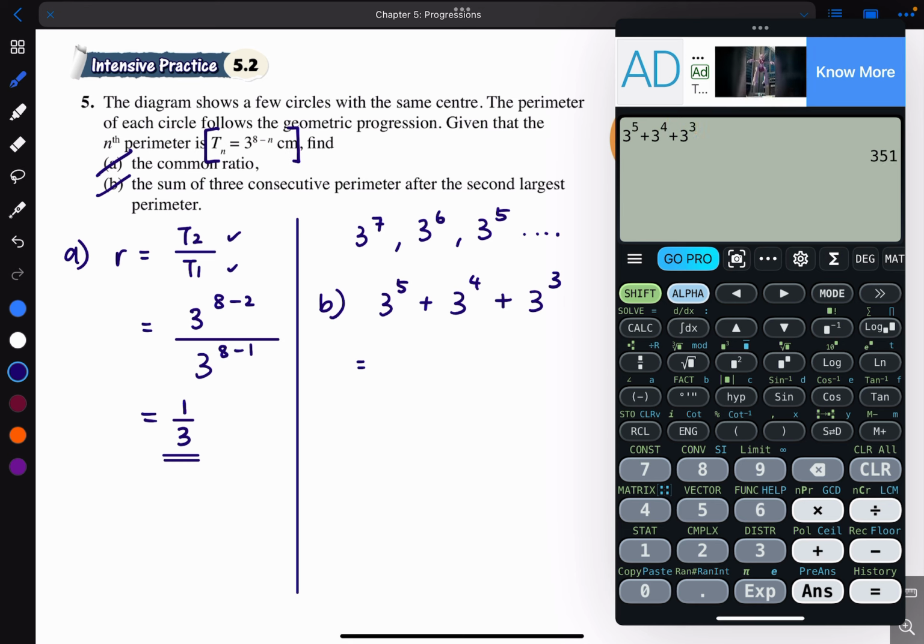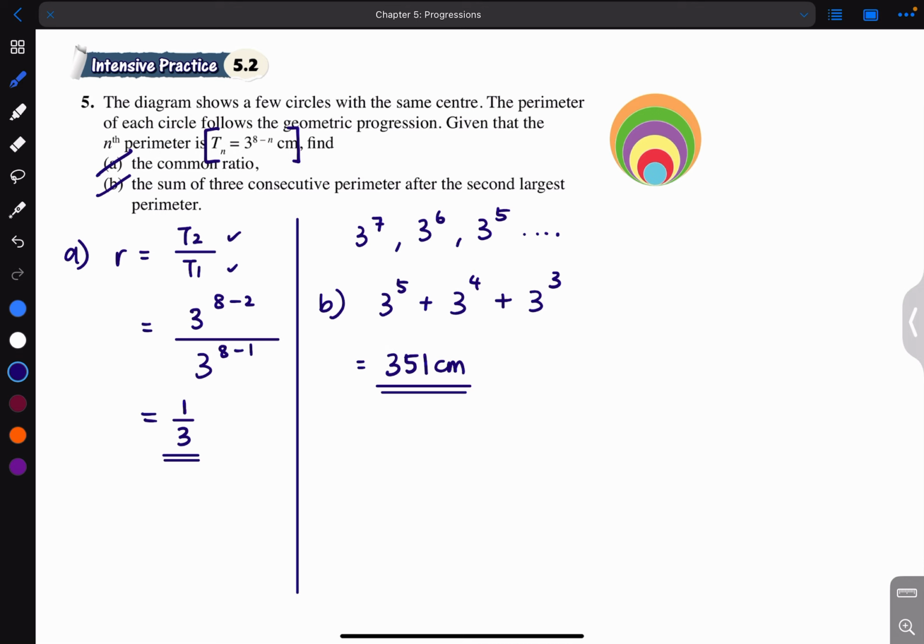We get 351 cm. Of course you can use the formula to find Sn, but since they just want us to find 3 consecutive perimeters, we can just add them up. This is much simpler, I guess. That's it.